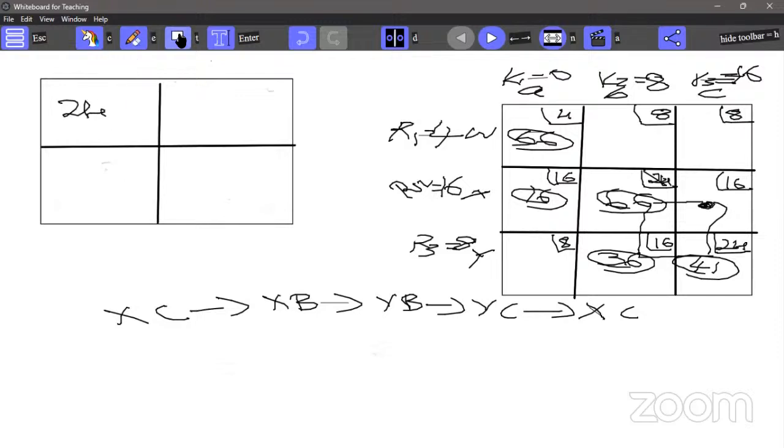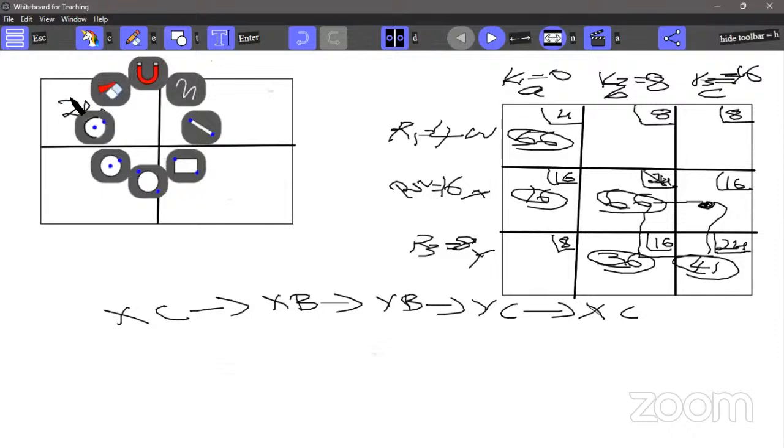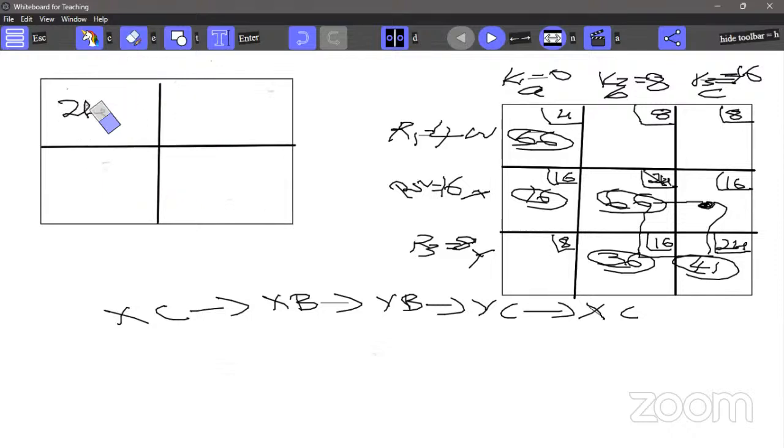Cost 24, this one. It's the same, it's a 2 by 2 matrix, copy it. Erase it. 24, 16, 16, 24.